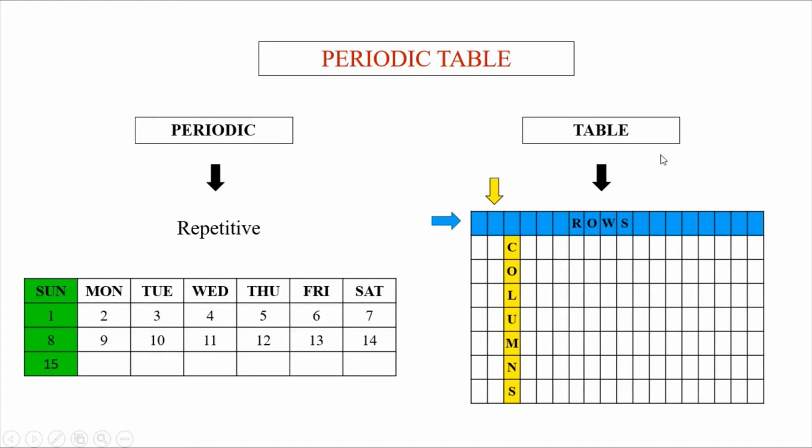Periodic table is a table, right? Table means it contains horizontal rows and vertical columns. There are a number of horizontal rows and a number of vertical columns.